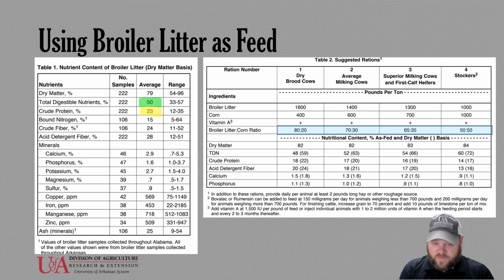Okay. So for dry brood cows, an 80-20 mix. And then probably most of you are going to be on category 2, an average milking cow, which would be 70 pounds of litter and 30 pounds of corn, or whatever measurement you're using. But it's a 70-30 ratio.